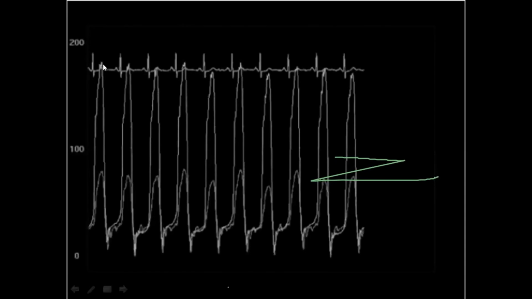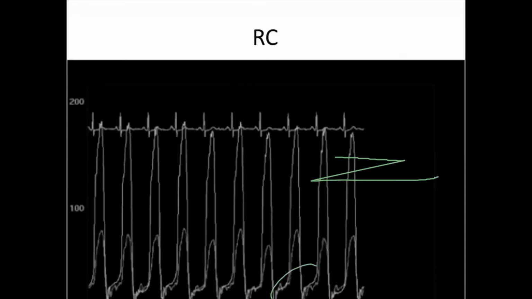So here the LV is decreasing, right? From 1 to 5, it is decreasing. The RV is also decreasing. Here, both decrease. Here, both increase. So is it discordant or concordant? Concordant. Okay. So what is the diagnosis? Restrictive cardiomyopathy. It is restrictive cardiomyopathy.